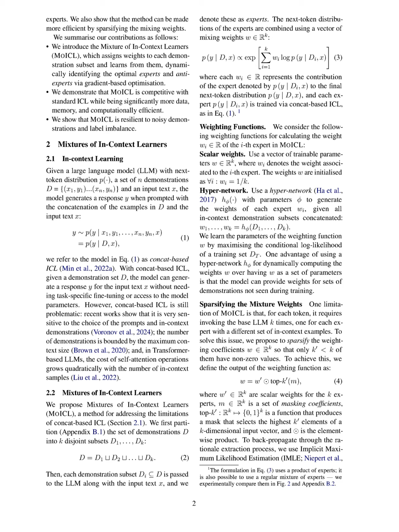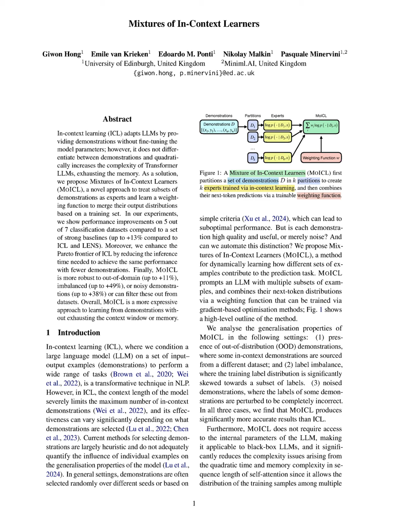The next step involves determining the mixing weights, w_i, for each expert, which can be done using either scalar weights initialized uniformly or through a hypernetwork that generates weights based on the concatenated subsets. These weights are then optimized via gradient-based methods to maximize the conditional log likelihood of a training set. Finally, the next token distributions from all experts are combined using the learned weights to produce a final output, allowing MoICL to dynamically identify and leverage the most relevant demonstrations while mitigating the influence of noisy or out-of-distribution examples.